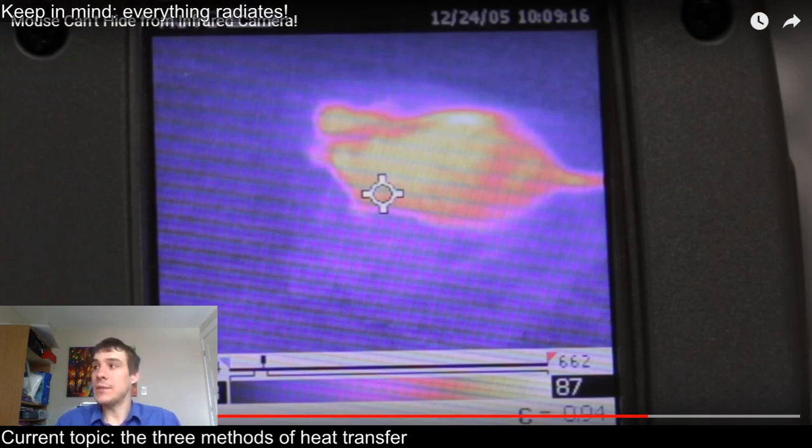The heat of the mouse, the infrared rays are going right through the bag and hitting the camera, and so the camera can see right where the mouse is because the rest of the bag isn't radiating nearly as strongly as the mouse is. The rest of the bag is still radiating, that's why it's purple, but the mouse stands out because it's radiating at a higher frequency.